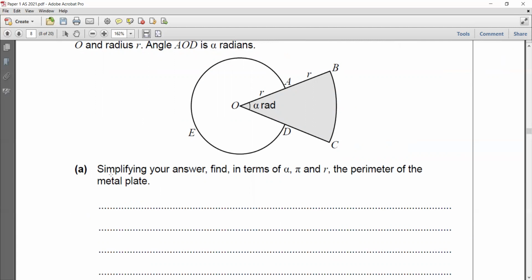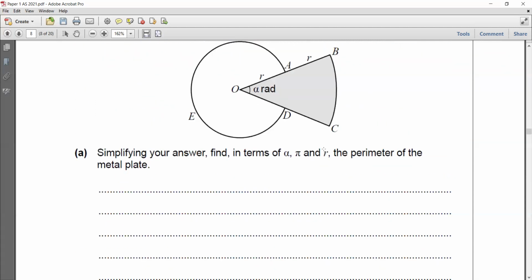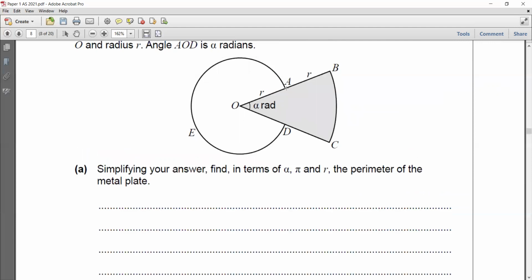Okay, now the perimeter of the metal plate. So this is the plate that we have made. And remember that perimeter is the distance around a shape. So I would start here. I would go from A all the way to E and then to D. Then from D, I go to C. And then from C, I go to B. And then from B, I'm back at A. That means I've gone all the way around. So those are the distances that we want to add together to work out the perimeter.